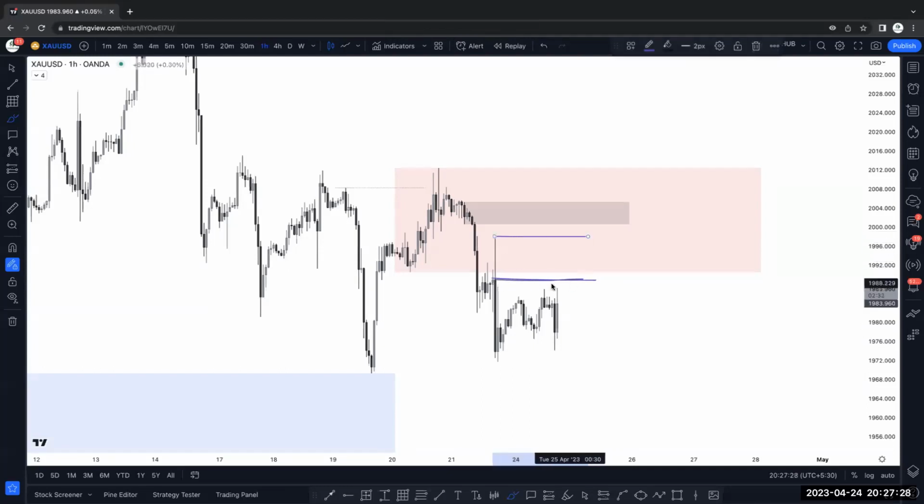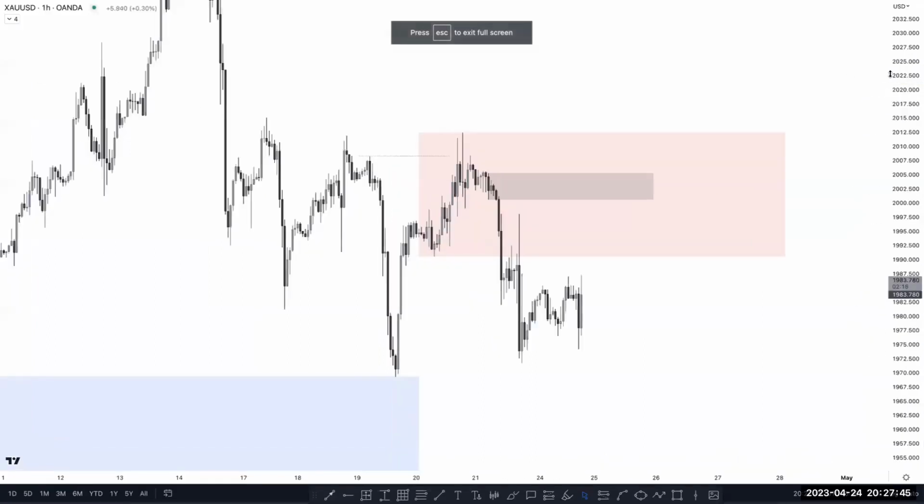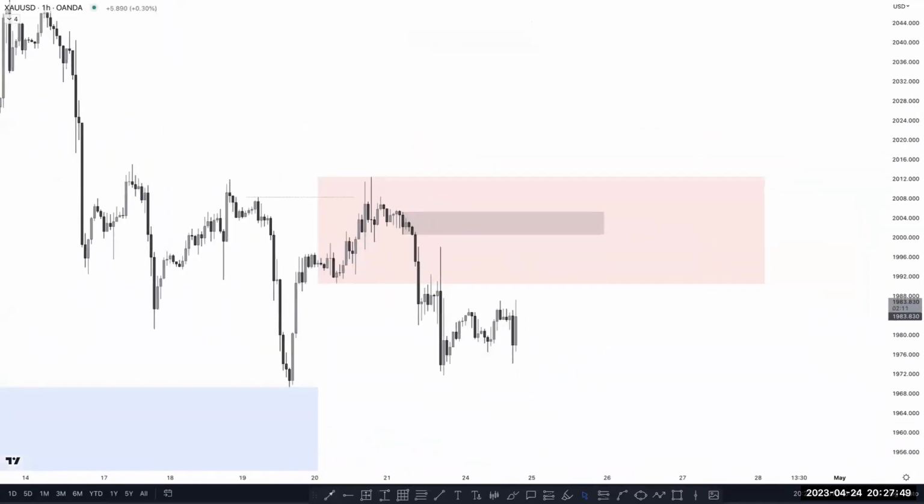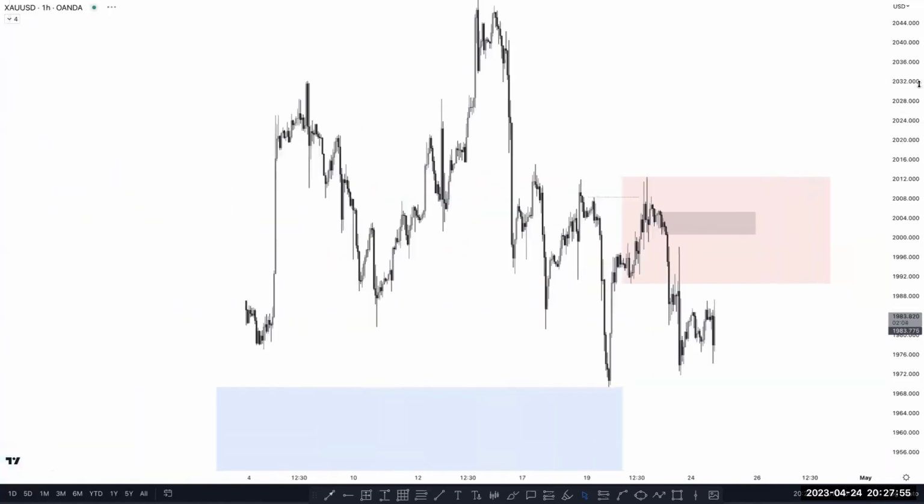Okay, so this is a PDA. You have to wait for it to mitigate this one, and then wait for CHoCH and flip, and then we can sell for the short term. Okay, so now I'm going to switch to the next pair.